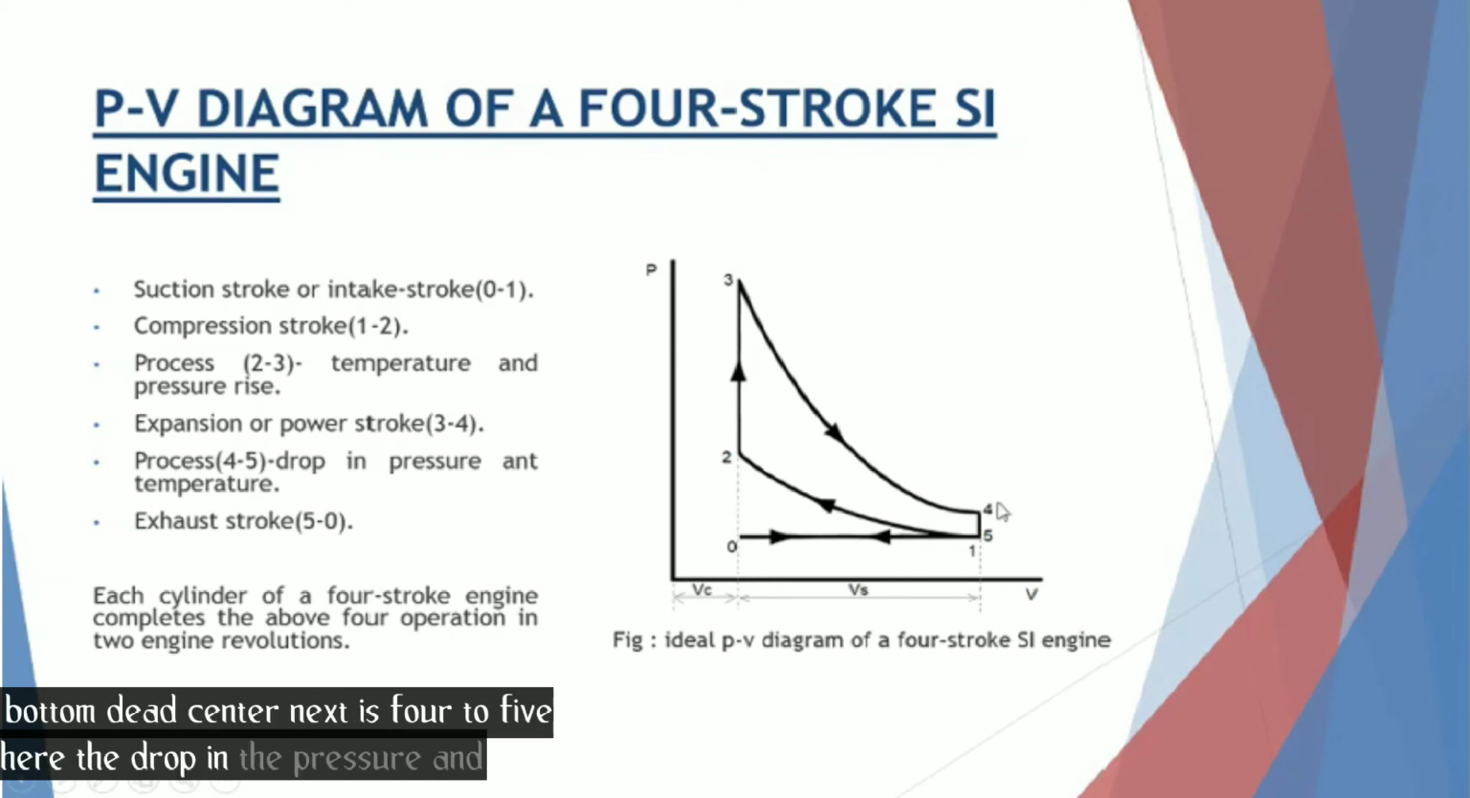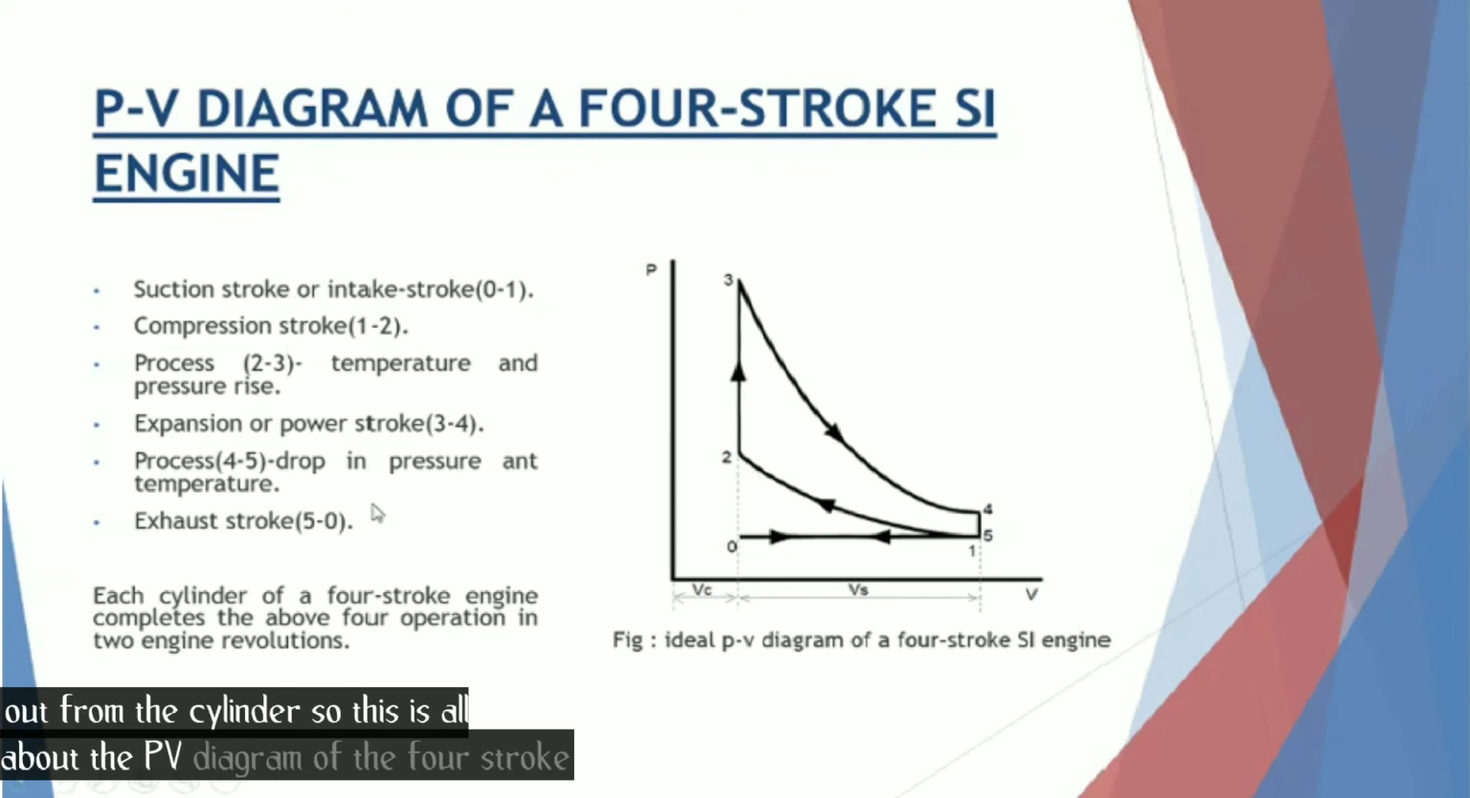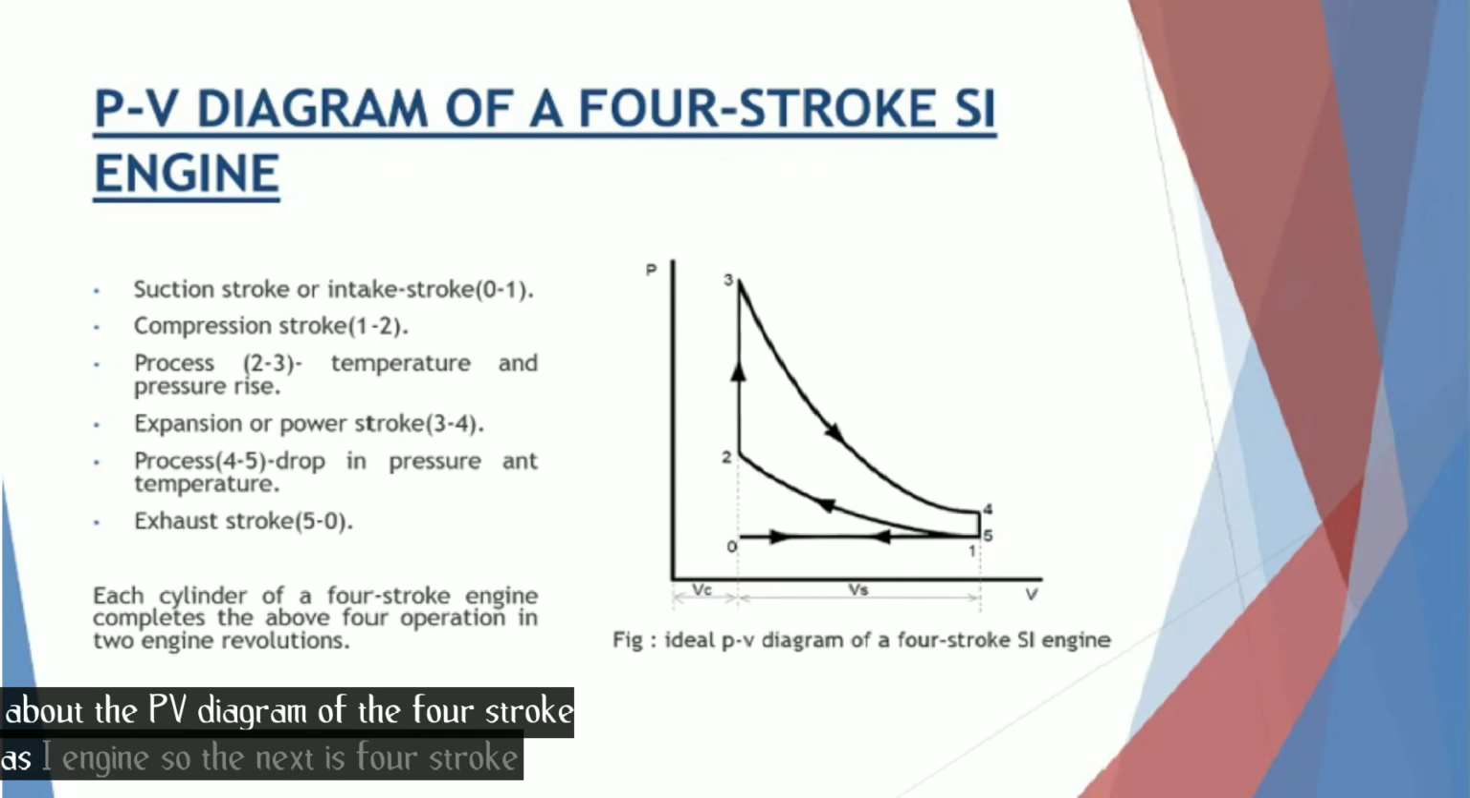Here the drop in the pressure and temperature takes place. And last is the exhaust stroke. In the case of an exhaust stroke, the burned gases are going to move out from the cylinder. So this is all about the PV diagram of the 4-stroke SI engine.